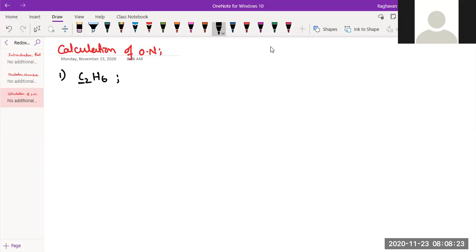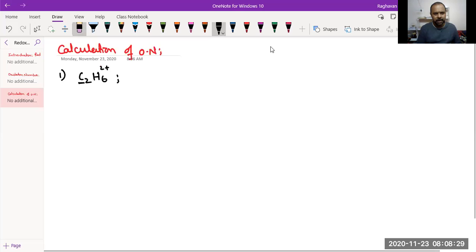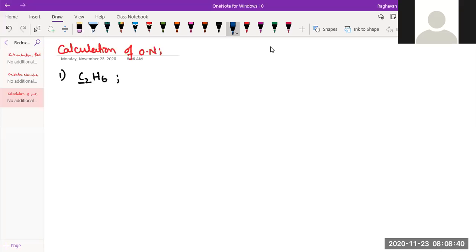Molecule. There's no charge. If there were to be -2 or +2, it would have been an ion. This is a molecule. In the case of a molecule, the sum of the charges on all the elements must be equal to 0. We need to calculate the oxidation state of carbon.